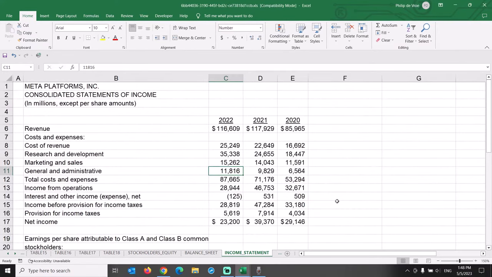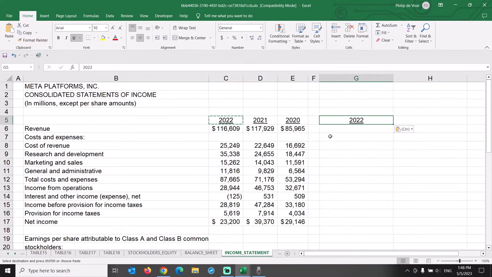The way the income statement numbers are presented here is with the oldest year on the right and the latest year on the left. Let's start our analysis of the income statement with the latest financial year, 2022. In a vertical analysis, you express each line item as a percentage of a base figure within the financial statement. In the case of the income statement, the base figure in the vertical analysis is revenue. Let's put the year 2022 in cell G5.